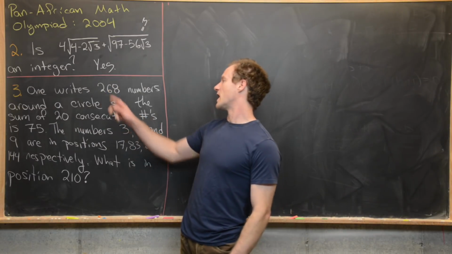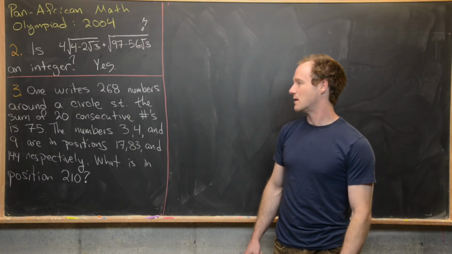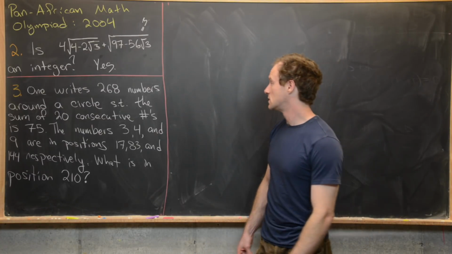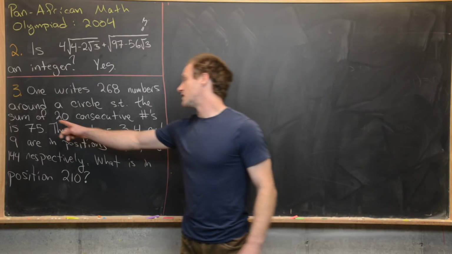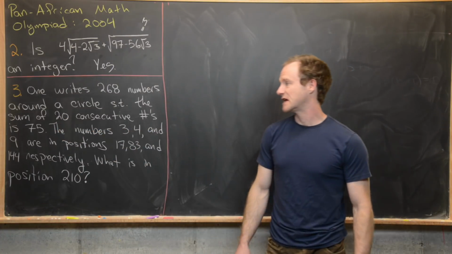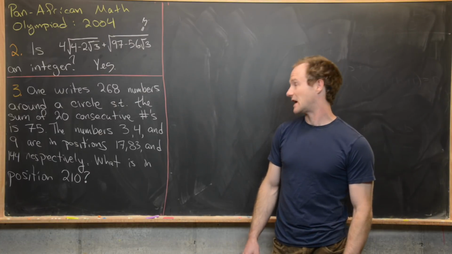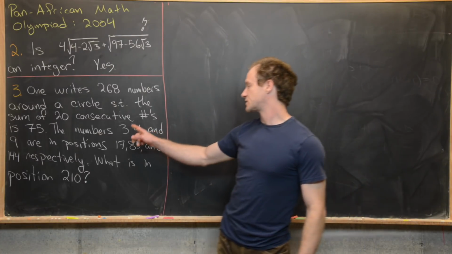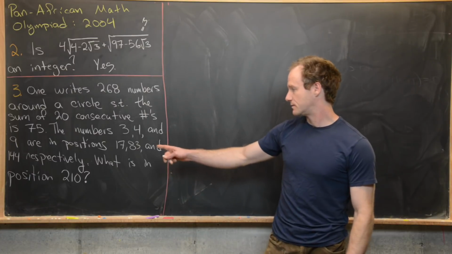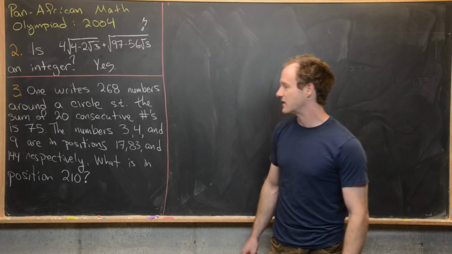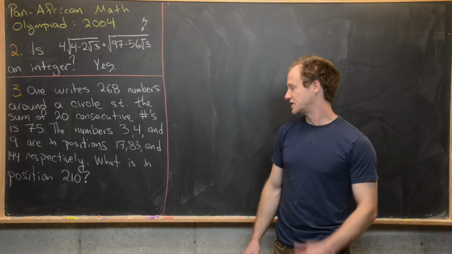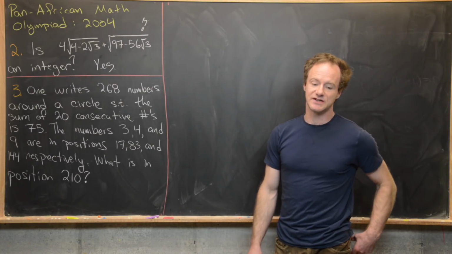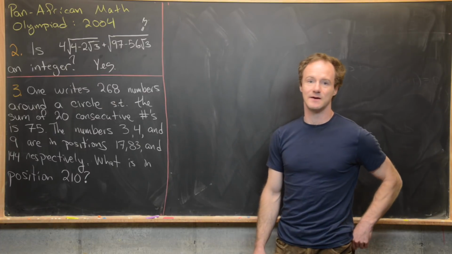So let's say you write 268 numbers around a circle, and they satisfy the following setup. The sum of any 20 consecutive numbers is 75. And the numbers 3, 4, and 9 are in positions 17, 83, and 144 respectively. And the question is, what number is in position 210?